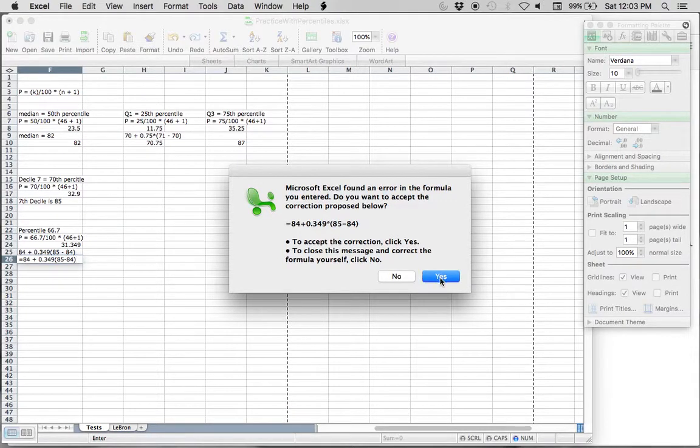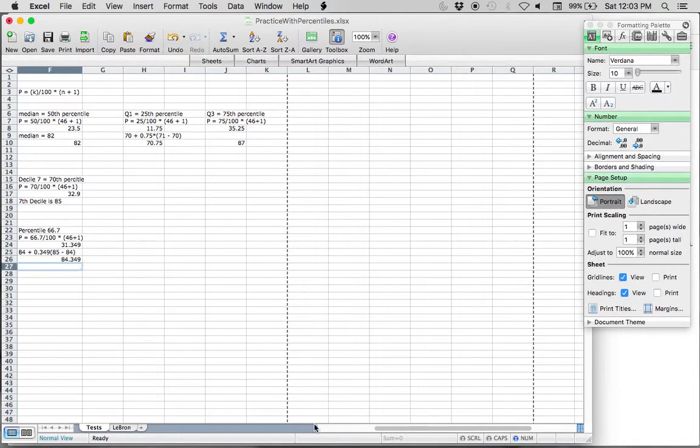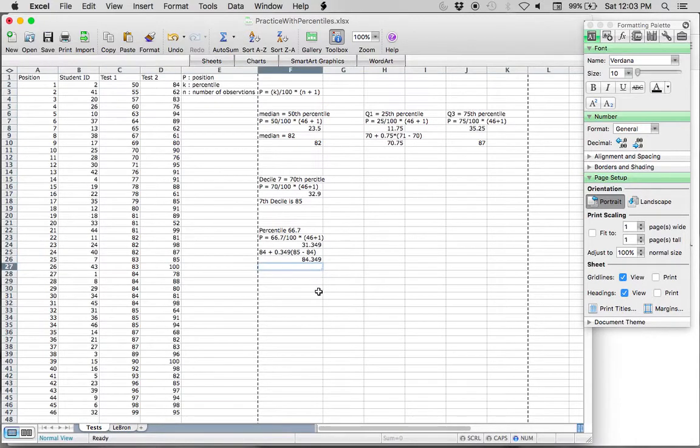Okay, and I forgot to put a multiplication sign. That's fine. Excel's smart. Correct me. So the 66.7 percentile is 84.349. All right.